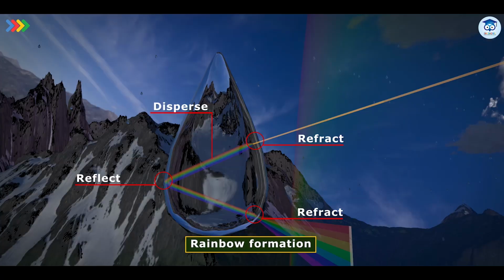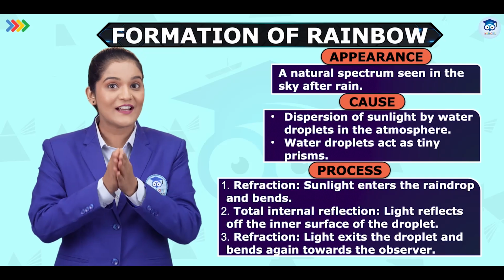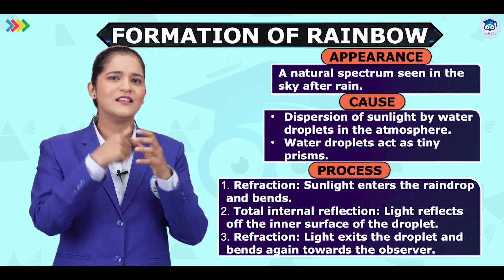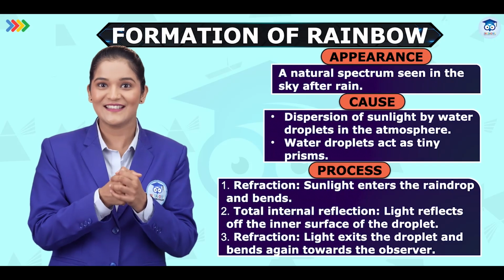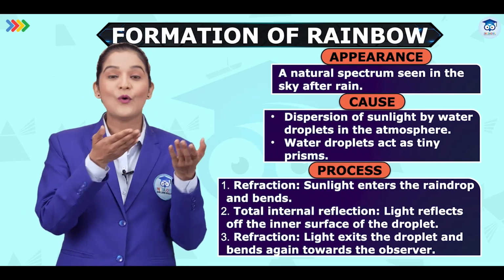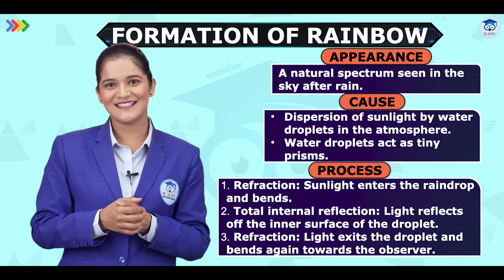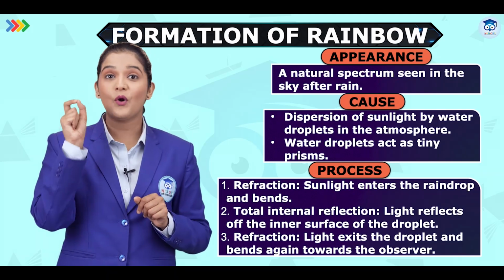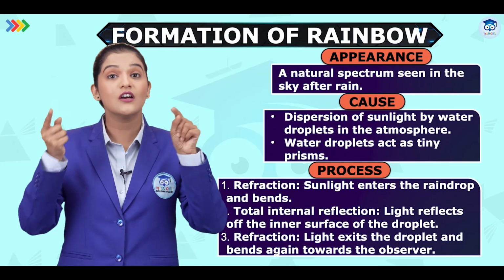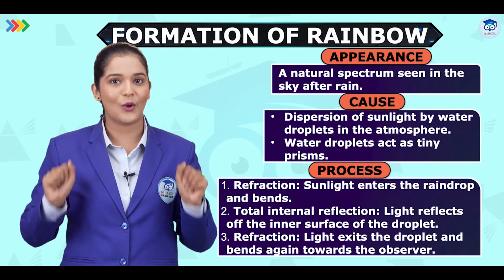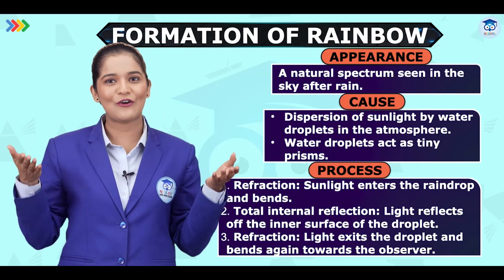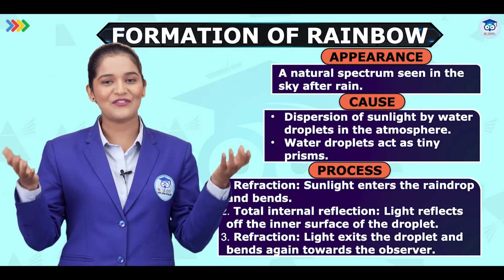This sequence of interactions, refraction, internal reflection, and the second refraction leads to the formation of a visible spectrum. This is why we observe a rainbow consisting of 7 colors, commonly remembered as the acronym VIBGYOR, that is, violet, indigo, blue, green, yellow, orange, and red. In conclusion, the rainbow appears due to the dispersion and internal reflection of sunlight within water droplets, producing a beautiful arc of colors that can be seen in the sky after rain.